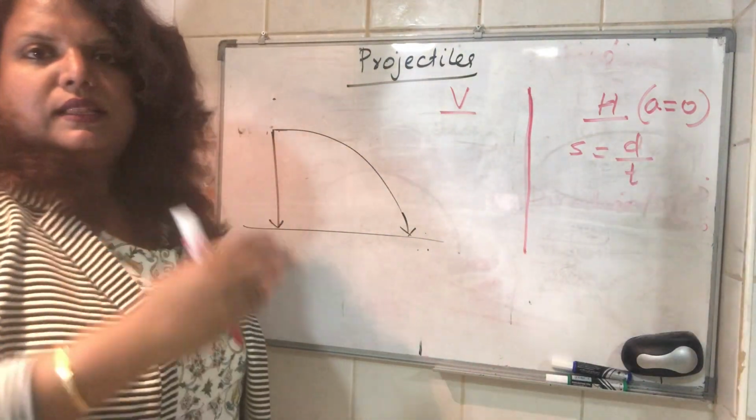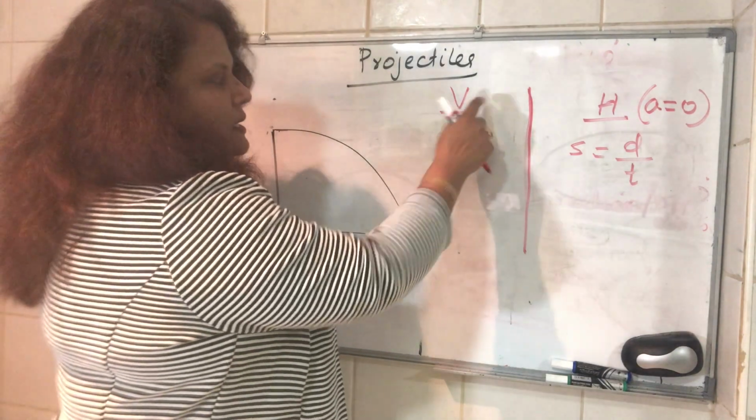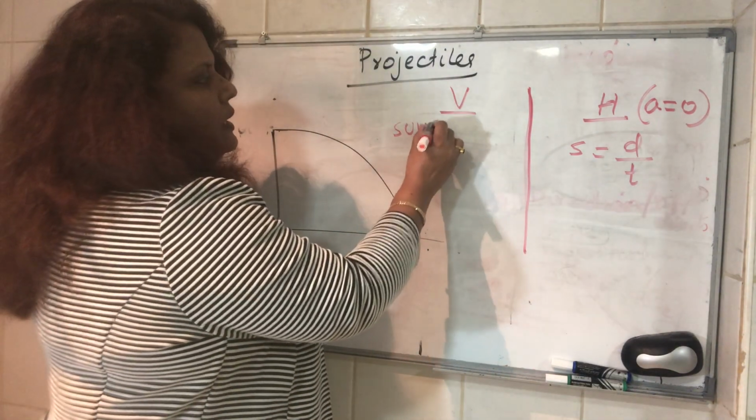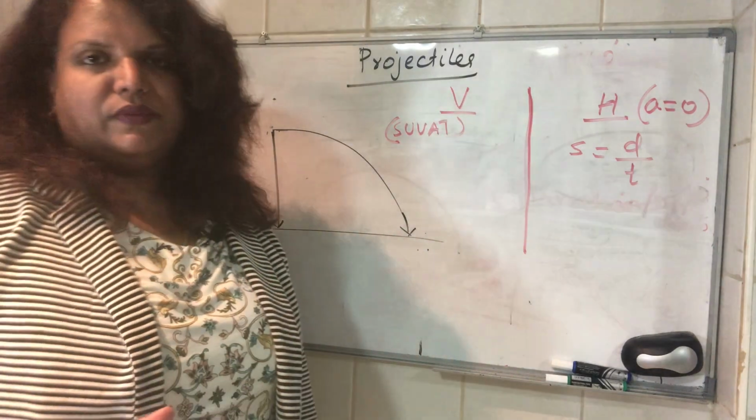Alright, this theory part I've explained before. Vertically, it is accelerated, it has got a fixed acceleration, so you will use SUVAT or equations of motion. That's the difference between the two types of calculations.